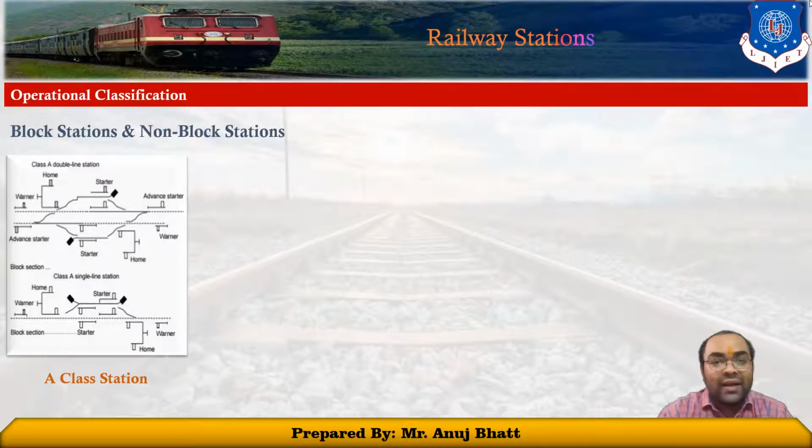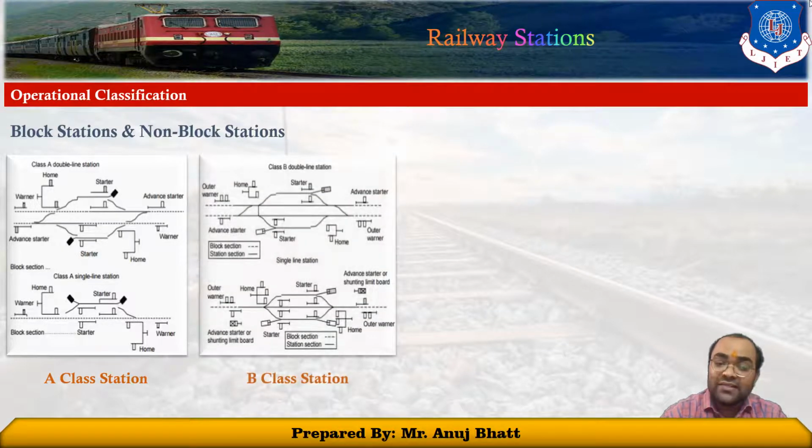The signals required at an A class station are the Warner signal, home signal, and the starter signal. The Warner signal is placed at a warning distance from the home signal, the main function of which is to indicate whether the section beyond the existing section is clear or not. The home signal is the first stop signal, while the starter signal is placed at an adequate distance from the home signal and marks the point up to which the line should be clear so that the train can be given permission to approach.